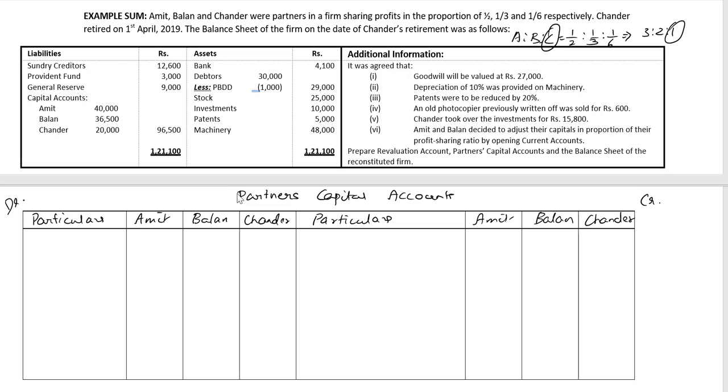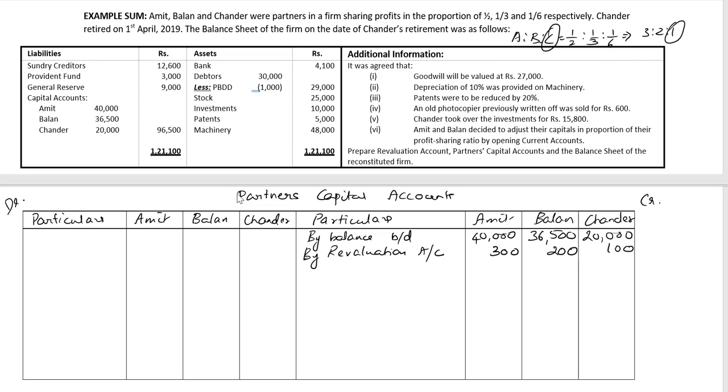We'll begin by bringing down the balance of capital accounts. By balance brought down from the balance sheet, 40,000 for Amit, 36,500 for Balan and 20,000 rupees for Chandar. We'll transfer the gain on revaluation by revaluation account. As per the revaluation account, it was 300 for Amit, 200 for Balan and 100 rupees for Chandar.